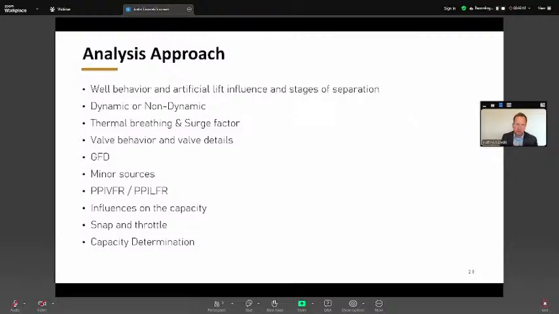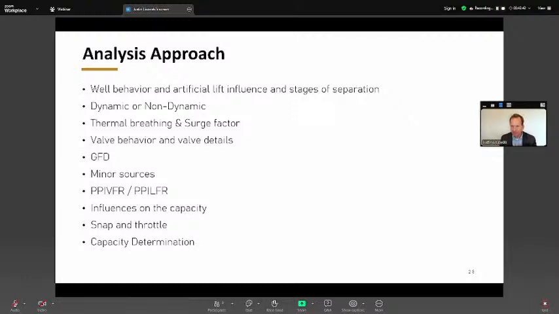So basically, do you have a constantly flowing well? Do you have an intermittently flowing well? Are there surges? Can we predict those surges? How many stages of separation do you have? Are you going through a single stage of separation, or do we have multiple stages that are actually smoothing out that flow a little bit and also pulling off that flash coming off that fluid? That helps to determine whether we should do a dynamic or a non-dynamic model.